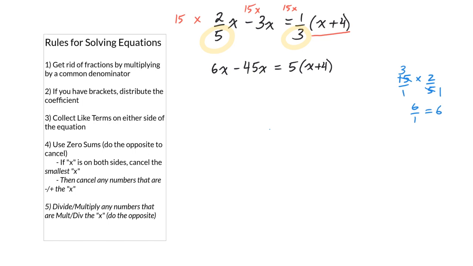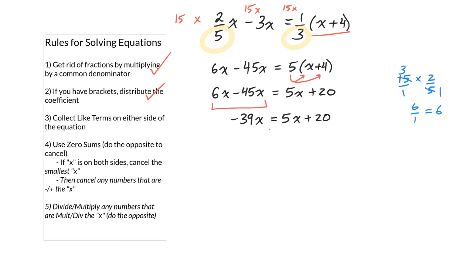All right, so denominator's gone. I am moving on to brackets. I do have a bracket, so step 2 is that I need to distribute the 5. Distribution done. I then need to look at collecting terms. On the left side, I have 6x's and negative 45x's. I can combine those. On the other side, I don't have any like terms. Collecting like terms is done.